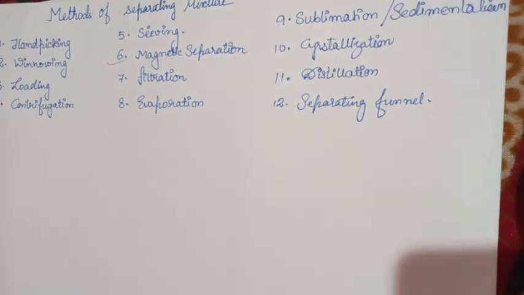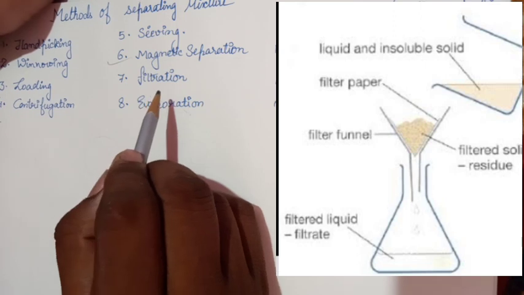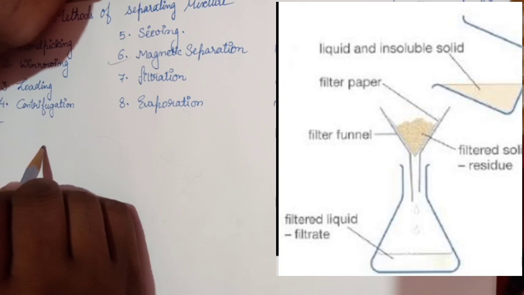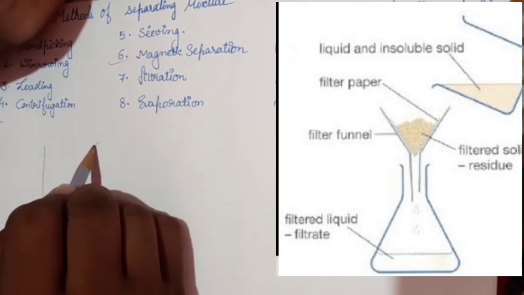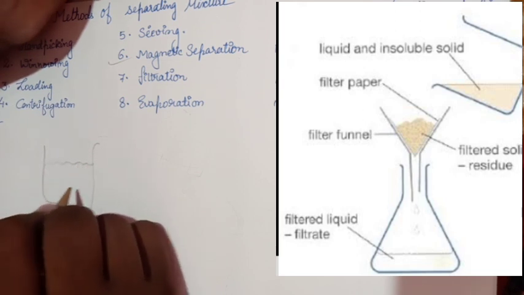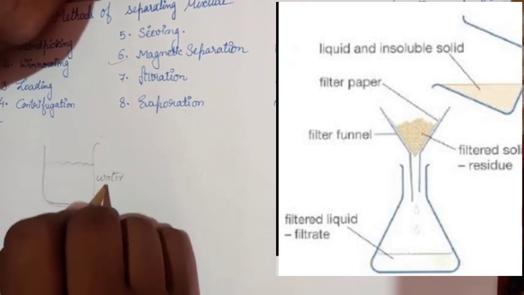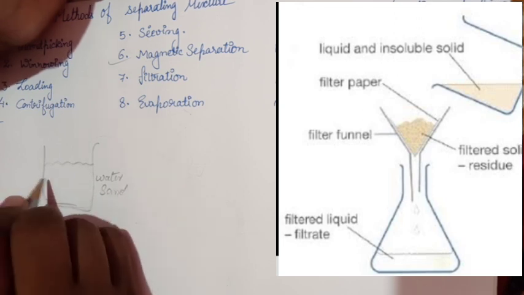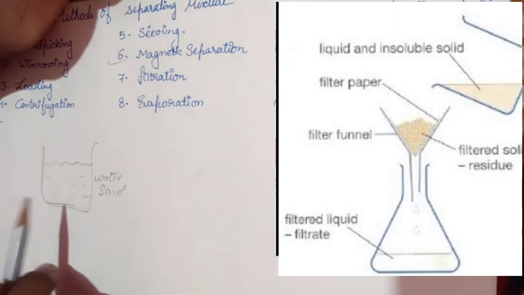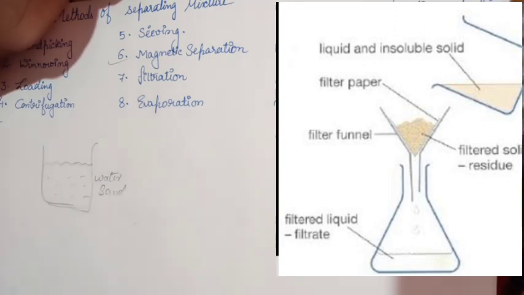Then filtration. Now what is filtration? It is a process by which we separate a liquid from a solid. Now in a beaker, there is a solution of water and sand. Means this is dirty water. Now we need to get the water out of the sand.